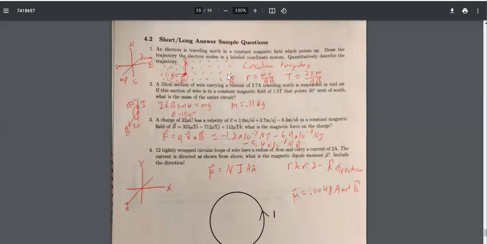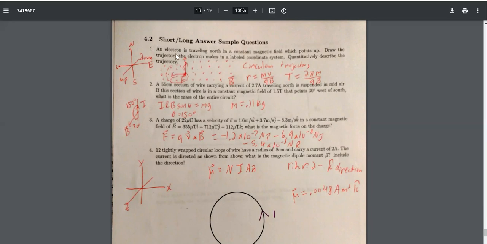Okay, long answers. An electron is traveling north in a constant magnetic field which points up. Draw the trajectory the electron makes in a labeled coordinate system. All right, so I label my coordinate system here. I let this direction be north and up be out of the page because that's the only way to draw the circle. So if our electron is traveling north in a magnetic field, so that's up as I've drawn it on the page, the magnetic field is pointing up, which is out of the page as I've drawn it here.